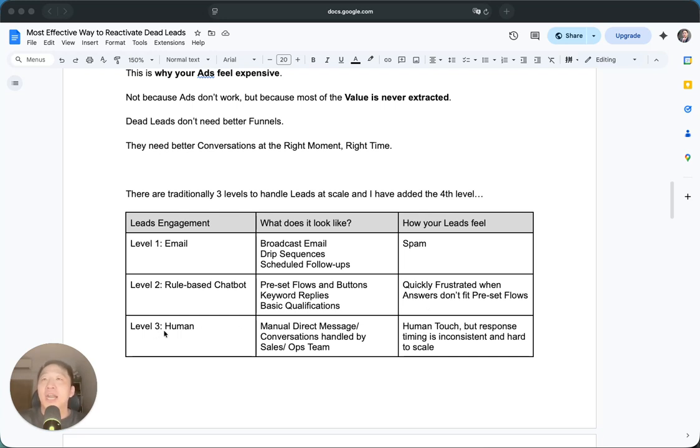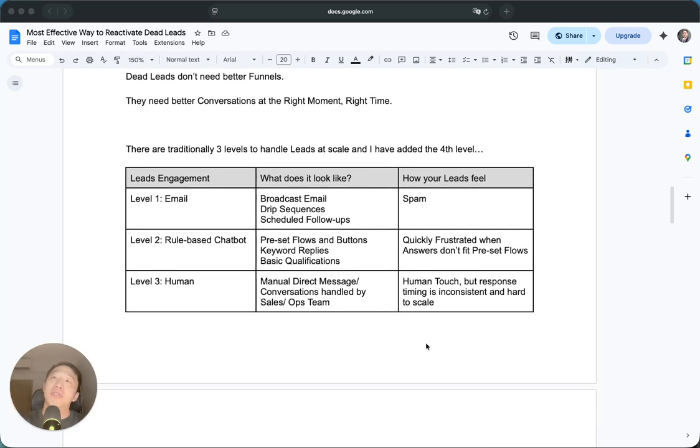Of course, the 3rd level is using humans: manual direct messaging, conversations handled by the sales ops team. How do your leads feel? Great human touch, but response time is inconsistent and it is difficult to scale. It is difficult to train people to do the role well. And if a key staff member moves on, you suddenly leave a gap in your business.